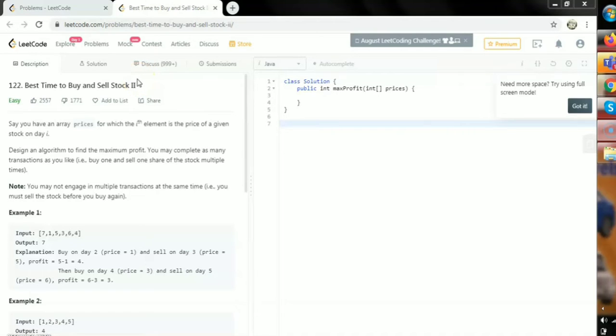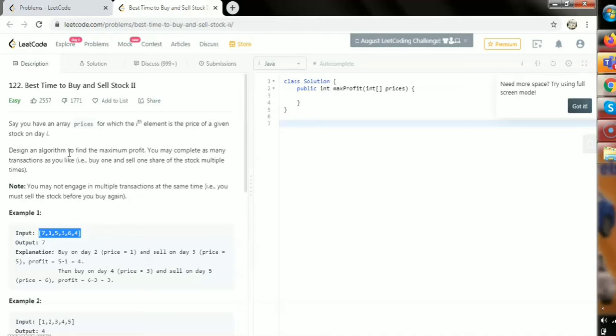As per this problem, you have an array prices for which the ith element is the price of a given stock on day i. This is an array where all the prices of the stock on different days are mentioned. We just need to design an algorithm through which we can find the maximum profit, and we can complete these transactions as many times as we want.